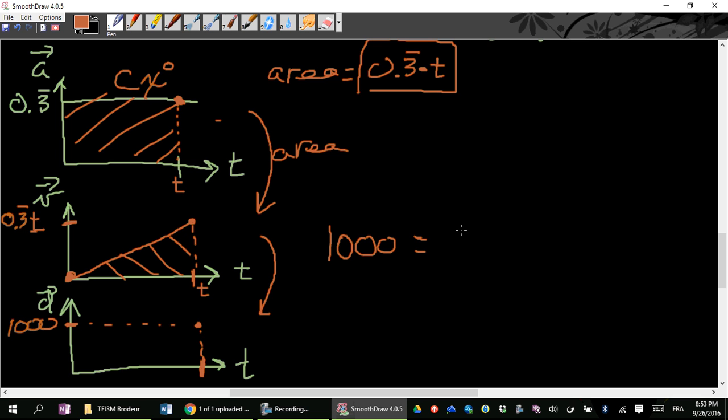So this is going to get me 0.3 periodic times t, but t times t gives me t square. And this is going to be over 2.